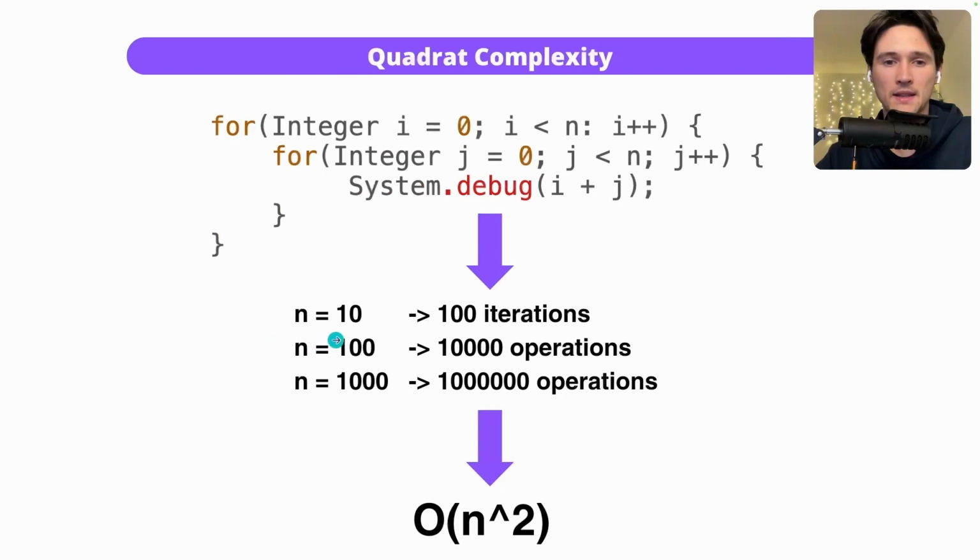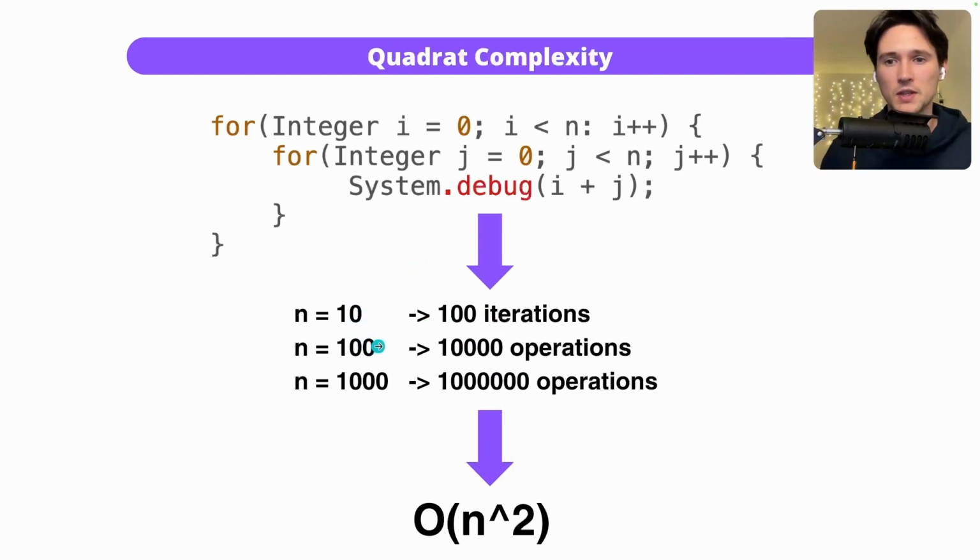Here's an example. n is equal to 10. How many iterations do we have? 100. Because we go here from 0 to n, and then again from 0 to n. So all the time, System.debug will be outputted 100 times. Now, when we scale it, let's say we increase our input by multiplying it by 10. But the amount of operations doesn't multiply by 10, it multiplies by 100. So you see that the jump between those two numbers is so much higher than between those two numbers.